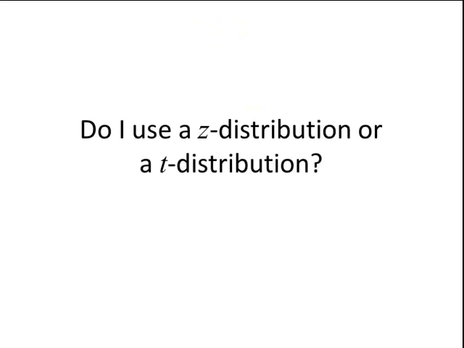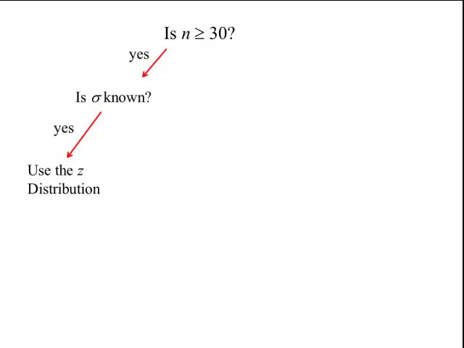Do I use a Z distribution or a T? Following is a flow chart that will explain when you can use the Z and when you use the T. Is the sample size greater than or equal to 30? If yes, is sigma known? If sigma is known, you use the Z distribution. If sigma is not known, you use the T distribution.